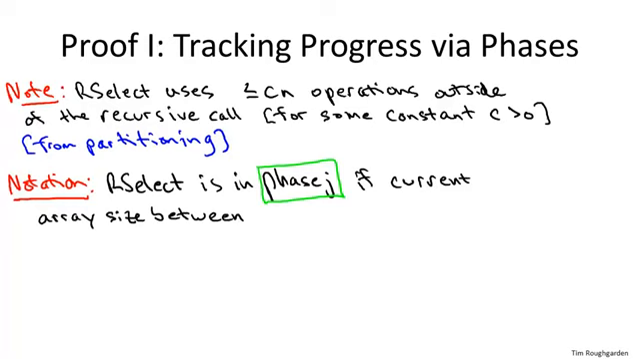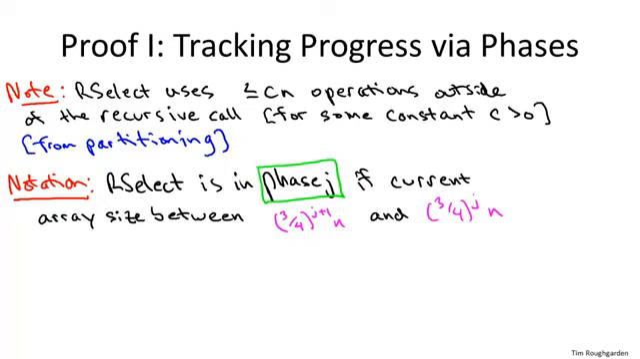We'll say that the rselect algorithm, at some midpoint of its execution, is in the middle of phase j if the array size that the current recursive call is working on has length between (3/4)^j times n and the smaller number (3/4)^(j+1) times n. For example, think about the case where j equals 0. That says phase 0 recursive calls operate on arrays with size between n, that's the length of the original input array, and 75% of n. So certainly the outermost recursive call is going to be in phase 0 because the input array has size n.